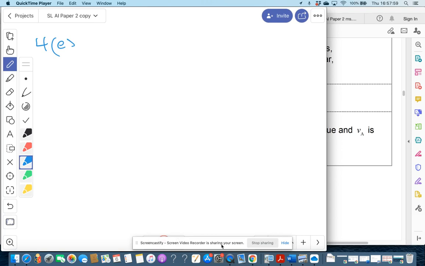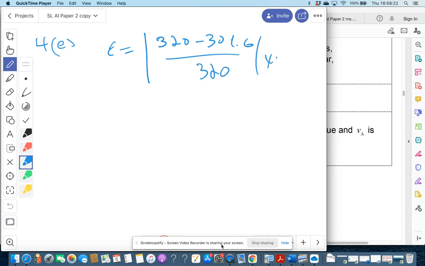Okay, so the error is going to be equal to, again, the exact value, which is 320, minus our estimate. I'm going to use more than 302. I'm going to be more accurate than 302 because I want to be as accurate as possible. And then I'm going to do that times 100%, and I should get a percentage error.